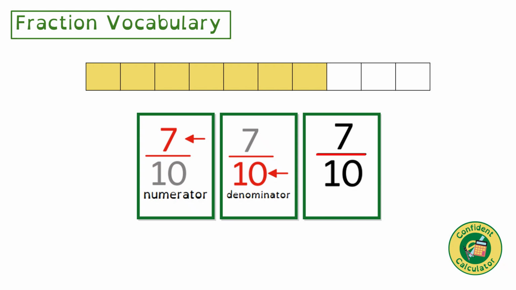The line that separates these two numbers is called the vinculum. We'll most commonly use the terms numerator and denominator, so a helpful way to remember which number is which is that denominator and down both start with a D, and the denominator is the down number, or the number on the bottom of the fraction.